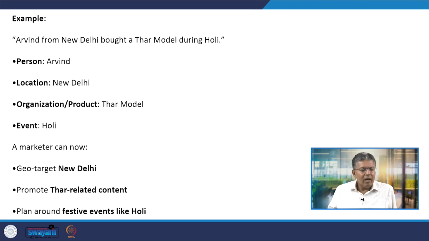Okay. Let us say "Arvind from New Delhi bought a Thar model during Holi" is a statement. Now, who is the person here? Arvind. What is the location? New Delhi. What is the organization or product? Thar model, right. Thar is a model of car. Event: Holi. So, now what can the marketer do? Geo-target New Delhi, promote Thar related content, plan around festive events like Holi. So, that becomes much easier for the marketers to understand more about their customers.